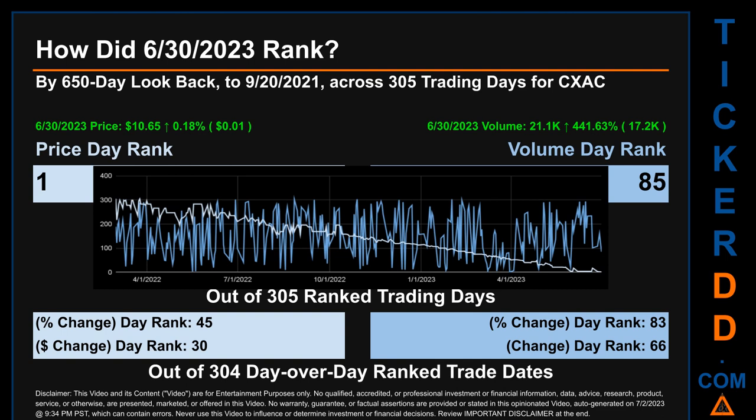The line graph overlays price and volume's daily ranking, as shown respectively in light versus dark blue, across those target days' trading days. In this view, essentially the dips are good whereas the spikes are bad. The price's day-over-day percentage change, jumping 0.18% on June 30th, 2023, had a day rank of 45 while its dollar difference of 1 cent had a rank of 30 when compared day over day across 304 trading days. Volume's percentage change and difference were ranked respectively at 83 and 66.